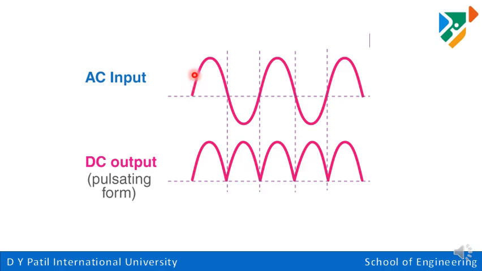So see, this is my AC input waveform. During the positive cycle we get the output voltage. During the negative cycle also we get the output voltage, and the cycle keeps repeating. So in each cycle, two diodes are conducting.